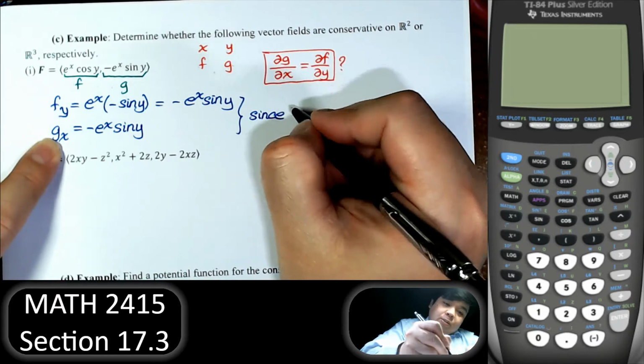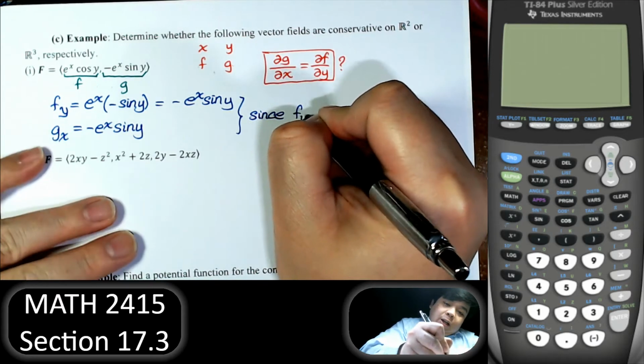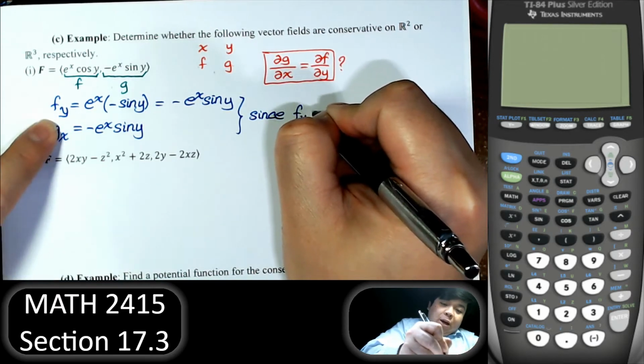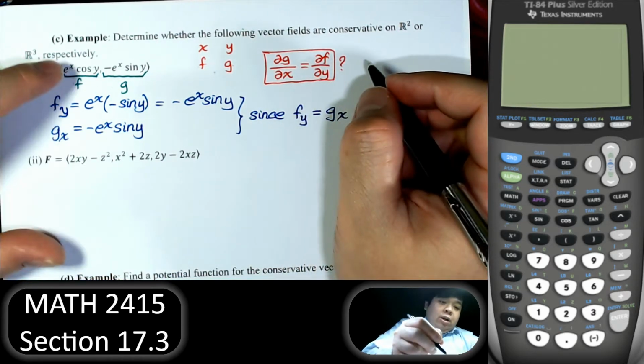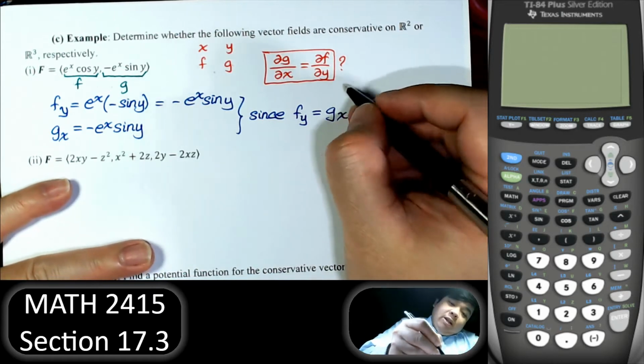Since the derivative of f with respect to y is the same as the derivative of g with respect to x, the vector field is conservative.